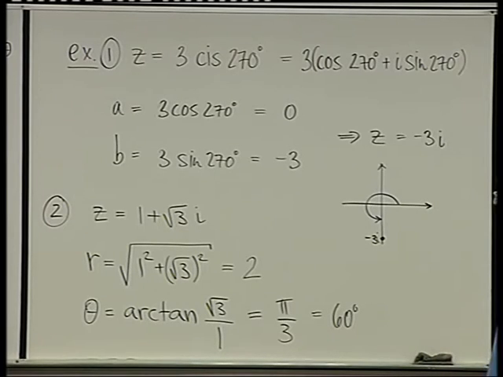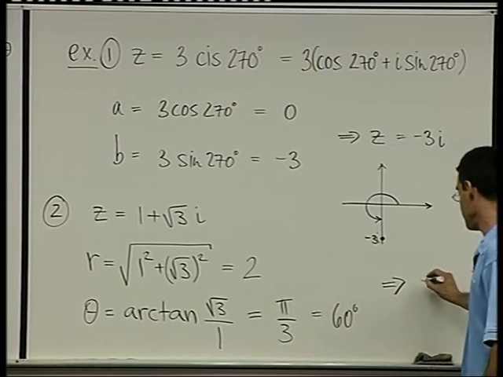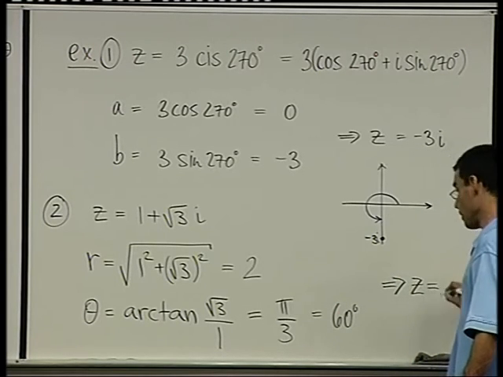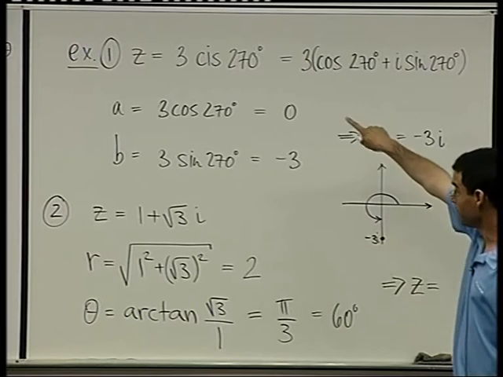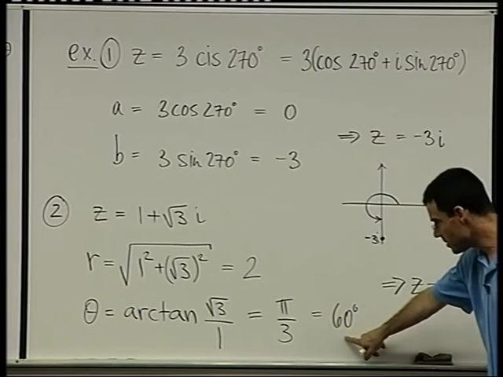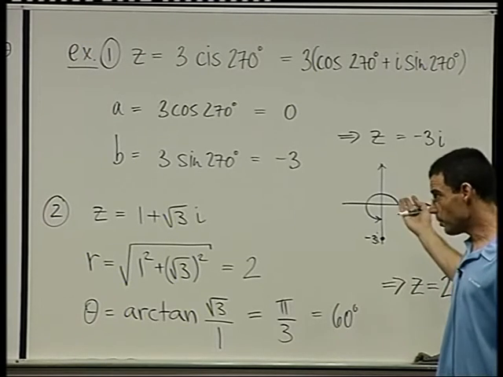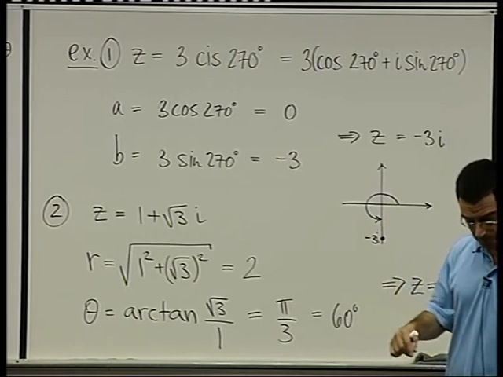Okay, so it follows that z itself is the number in polar form r times cosine of 60 plus i sine of 60. So 2 cis 60. Okay, or pi over 3, whatever you prefer to write. Okay, so this is how we go back and forth between the algebraic representation and the polar form.